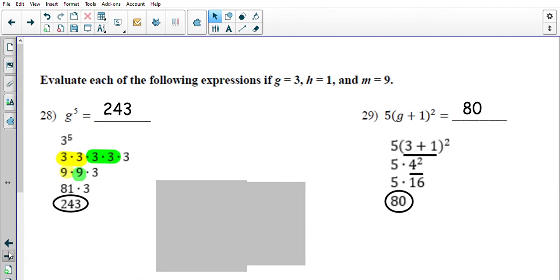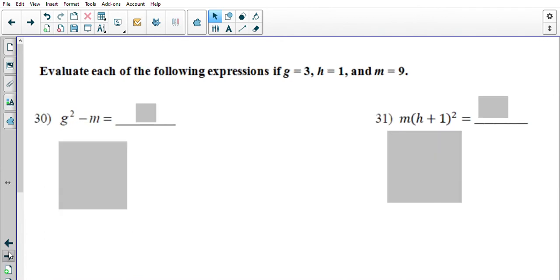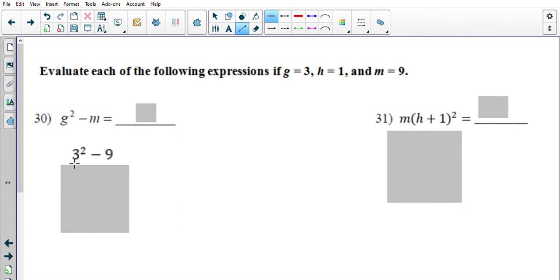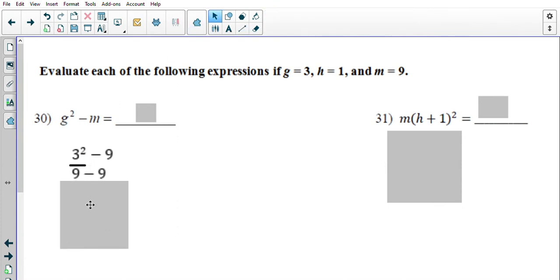All right, let's take a look at question number 30. I just copied the directions again so we didn't lose track of those or forget which numbers we were using for which variables. All right, number 30, we've got g to the second minus m. Replace g with 3. So we have 3 to the second power minus m, which is 9. Exponents first, so we'll do 3 to the second power, which is not 6, it is 9. We've got 9 minus 9. Final solution is 0. Easy peasy.